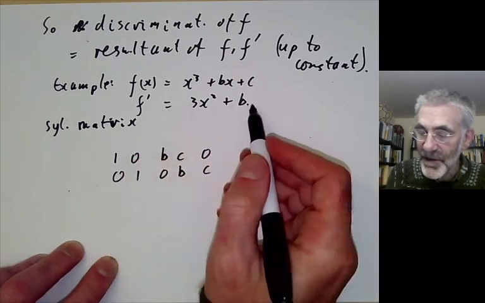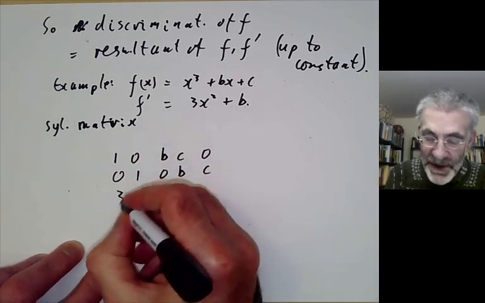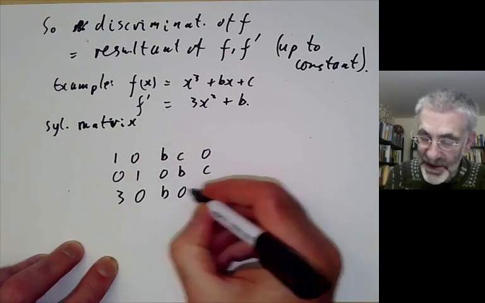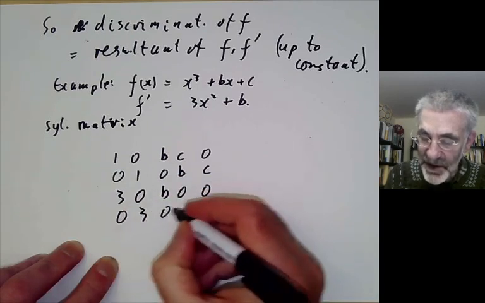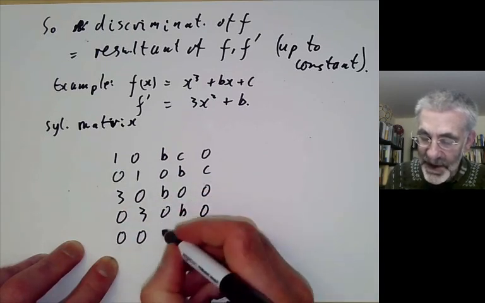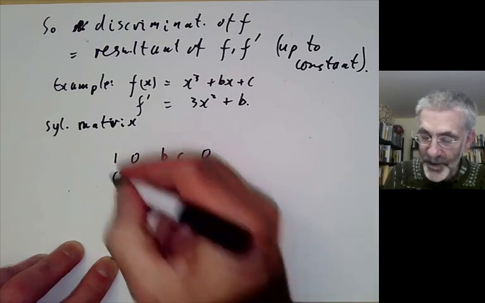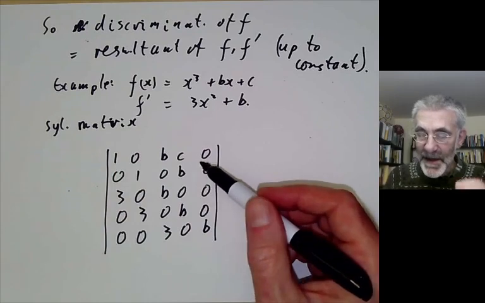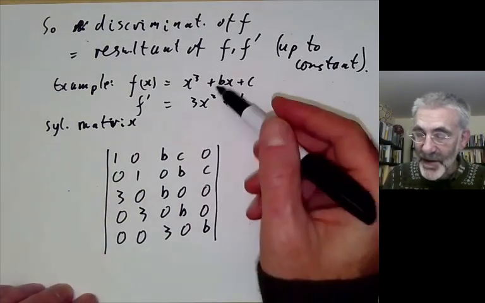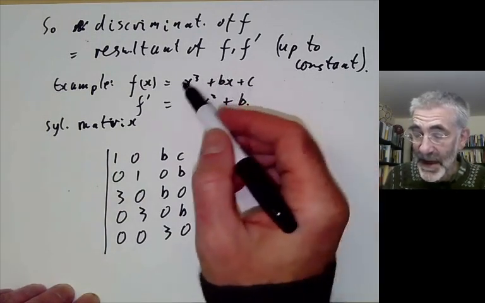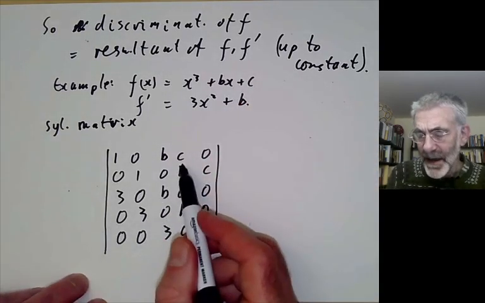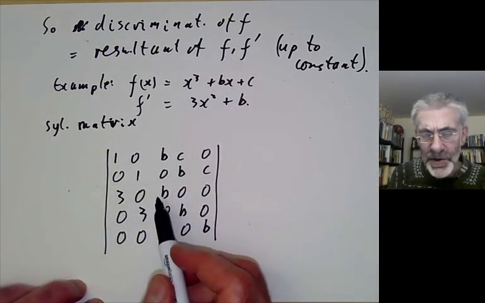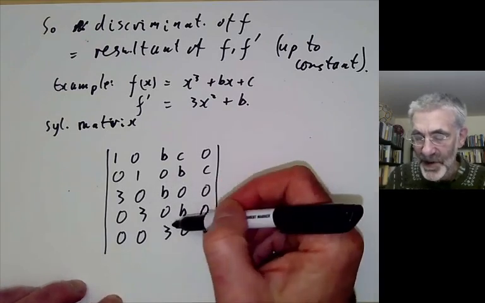And then we write down the coefficients of the next polynomial, which are its derivatives. So we get 3, 0, b, 0, 0, 0, 3, 0, b, 0, and 0, 0, 3, 0, b. So this is now the discriminant. This determinant is now the discriminant of this, and it's a 5 by 5 determinant, but it's not too bad working it out because most of the entries are 0.